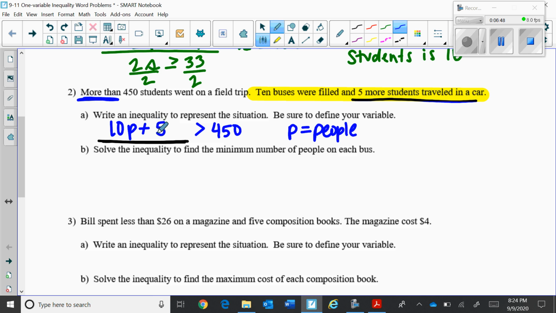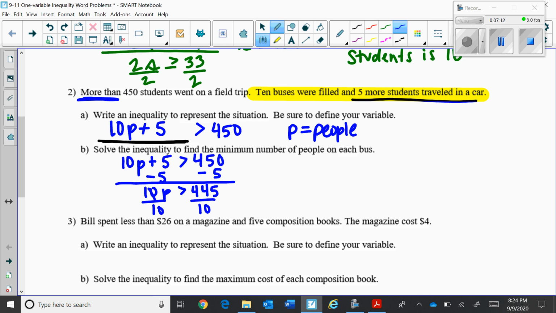Now we're going to solve our inequality. 10P plus 5 is greater than 450. Subtract 5 from both sides. 10P is greater than 445. Divide both sides by 10. And so we have P is greater than 44.5.